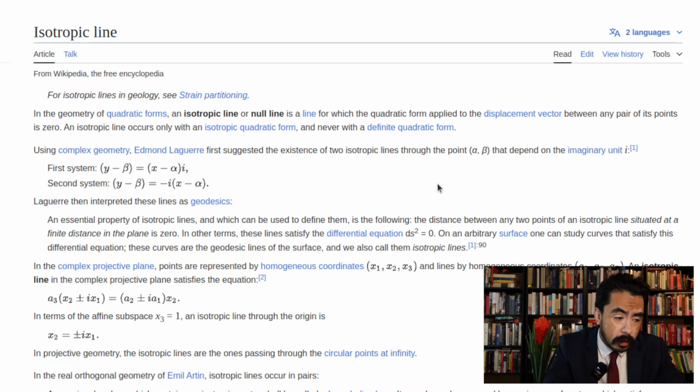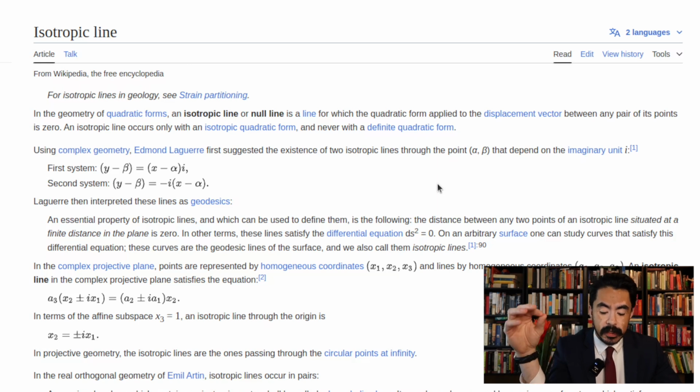So first, isotropic lines. In the geometry of quadratic forms, an isotropic line, or null line, is a line for which the quadratic form applied to the displacement vector between any pair of its points is zero. And a quadratic form is just a polynomial where all of the terms are of degree 2. So you could have ax squared plus bxy plus cy squared. An isotropic line occurs only with an isotropic quadratic form and never with a definite quadratic form. So a quadratic form over a field, let's say F, is said to be isotropic if there is a non-zero vector on which the form evaluates to 0. Otherwise, it's a definite quadratic form.